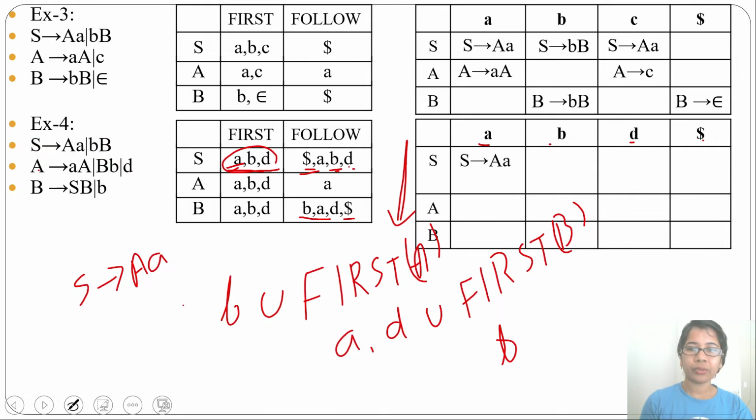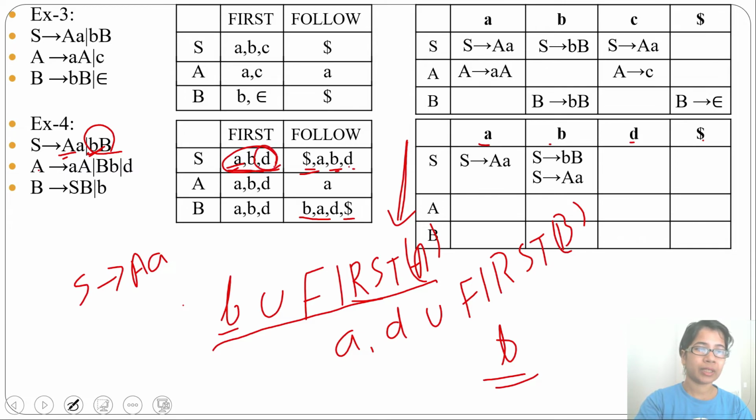Now due to which production we got first as B? We got first as B due to this BB production plus first of A, and in first of A also we found B. So we'll write both productions in B column, S derive BB plus S derive AA in B column. Then due to which production you got D as a first? Due to this S derive AA, just write down S derive AA in D column.